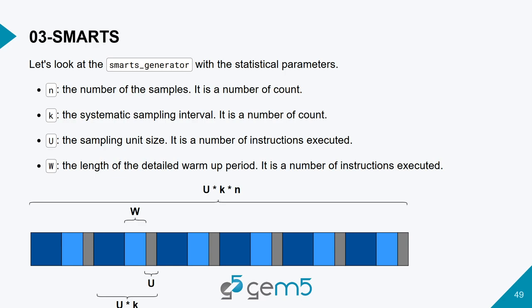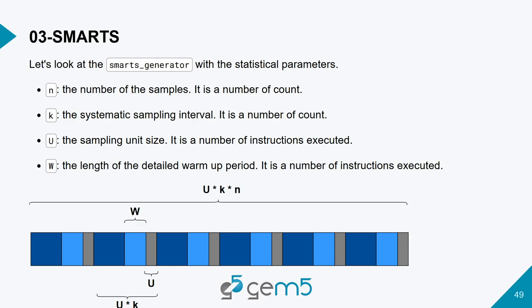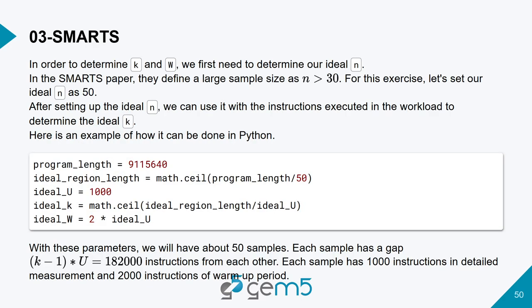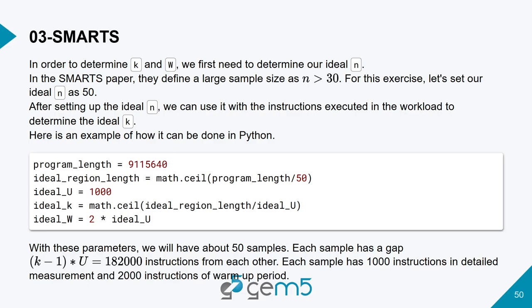Okay. So in the example script, we provide a SMARTS generator function to take in these parameters and produce what the SMARTS method should be. So let's talk more about the statistical parameters. In order to determine k, the systematic sampling interval, and also the warm-up interval, we first need to determine our ideal sampling size for this workload.